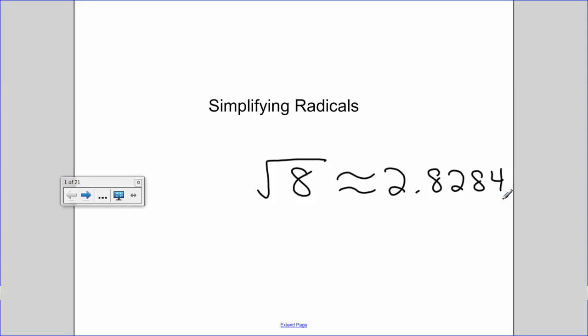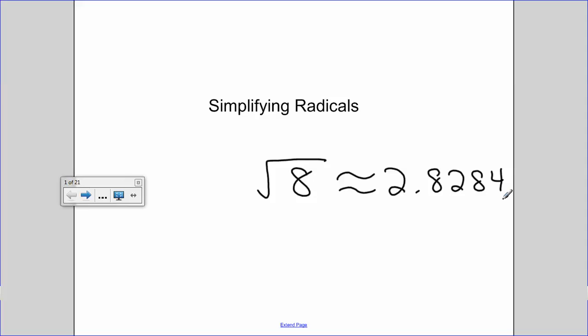We could do this and come up with the decimal answer all day. Today we are simplifying radical expressions. You're going to have problems like radical 8 or square root of 8. And we're going to simplify. I'm not looking for the decimal answer. I'm looking for the radical form.